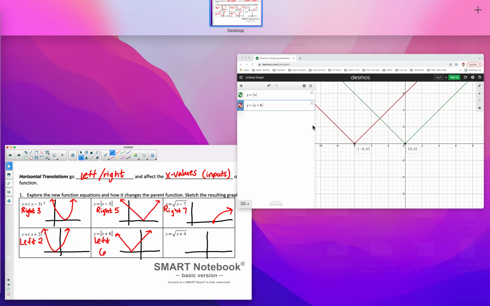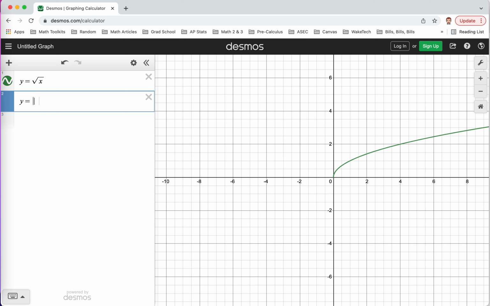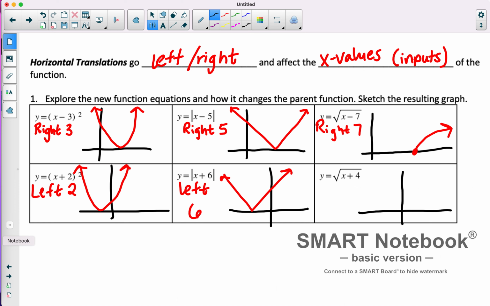We're affecting our x values. So square root of x, inside the square root we're doing x plus 4. And we move to the left 4, as expected. It doesn't change the direction or anything, so it's still going to maintain going off to the right. It just moves left 4.